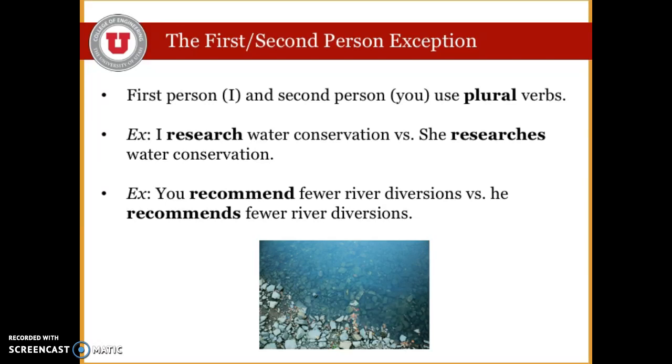There is a major exception, however, to that rule, which is that the first person and second person, even though they are singular, use plural verbs. First person is I, me, writing from your own perspective. Second person is when you use the word you. So when you're commanding someone to do something or describing what someone will do, some instructions, for example, these perspectives both require plural verbs. So I research water conservation versus she researches water conservation. You recommend fewer water diversions versus he recommends fewer water diversions. So always remember the first, second person exception.